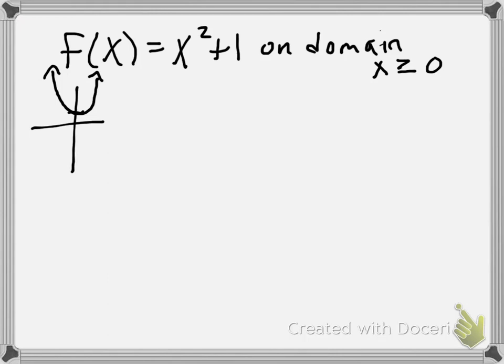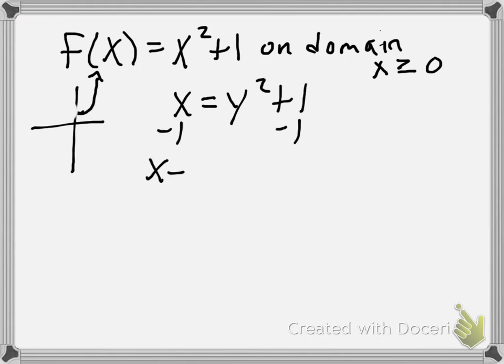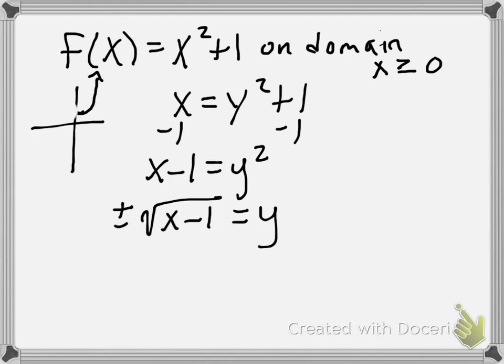However, we are restricting our domain to just be all x greater than or equal to 0. What that means is when I go through and find my inverse, my range is also going to be all y values greater than or equal to 0. So again, to find my inverse, I have to switch the x and the y. First thing I would do is subtract 1 from both sides, so x minus 1 is equal to y squared. Then I take the square root of both sides, which makes it a plus or minus: the square root of x minus 1 equals y.